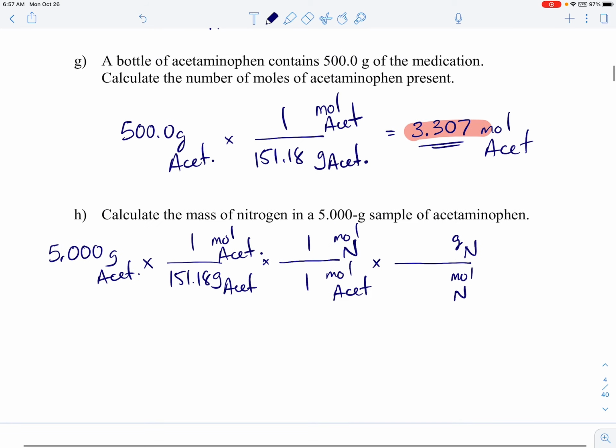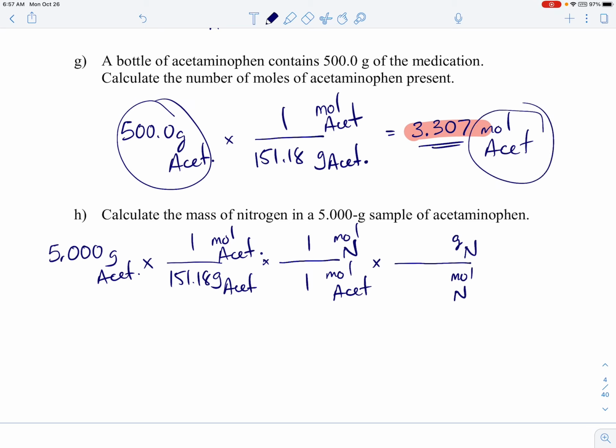So we converted up above grams of acetaminophen to moles of acetaminophen, and we used the molar mass of acetaminophen. If we have moles of nitrogen, we can convert that to grams of nitrogen, but we just need to use the molar mass of nitrogen. So 1 mole, we look on a periodic table, it weighs 14.01 grams. There's my answer. Keeping 4 significant digits, 0.4634 grams of nitrogen.